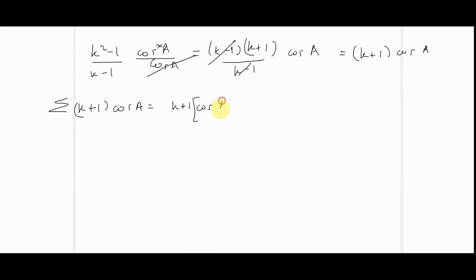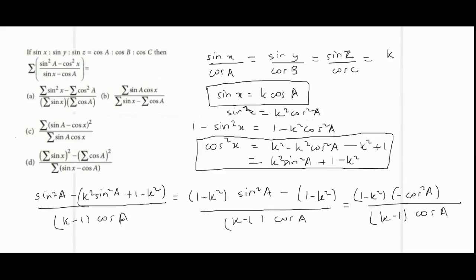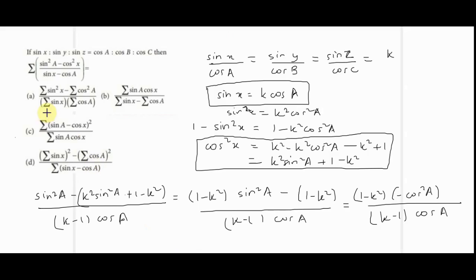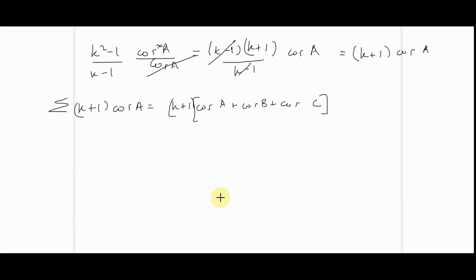K plus 1 will be common for all terms, cos a plus cos b plus cos c. So this is a simplified version of what we have in the question. Okay, now we need to check for all options if they match with this term right here, k plus 1 into cos a plus cos b plus cos c. Again, we look for options that might give the answer.